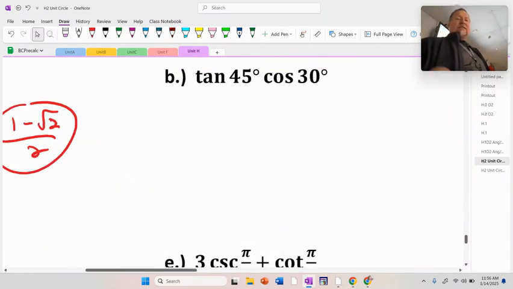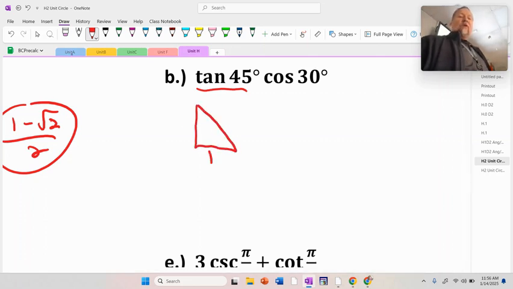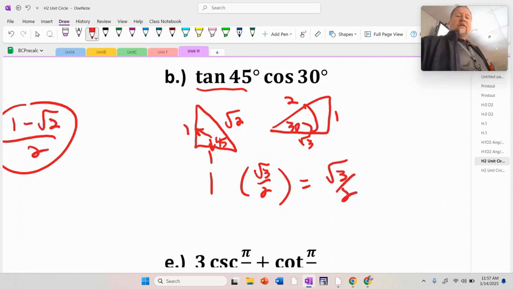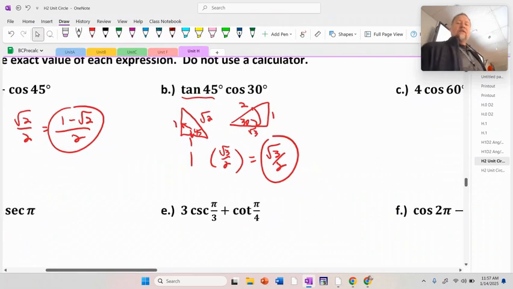Well, this one's good. What's tan of 45? I don't know. So guess what? You could even do this. 1, 1, root 2 and then put 45 right here. What's tan? 1. And then what's cosine of 30? You could do this real quick. 30: 1, root 3, 2. And then cosine is adjacent over hypotenuse. What's 1 times root 3 over 2? You're just doing a combination of two things and evaluating.